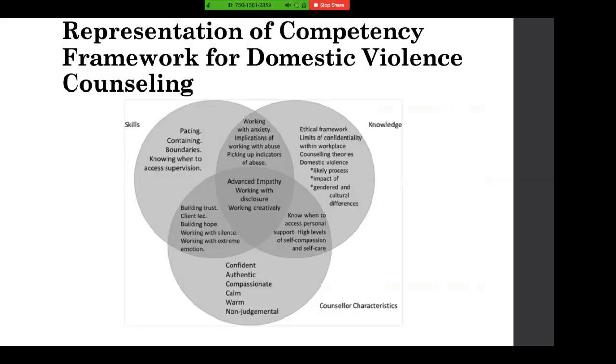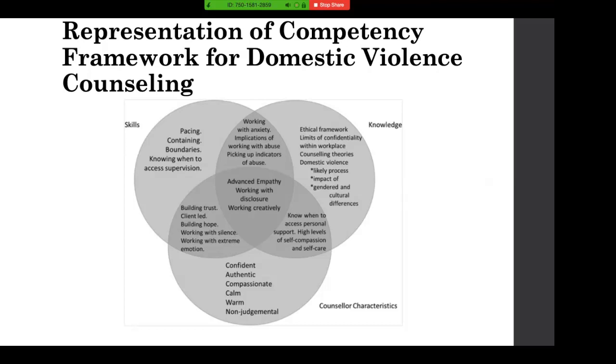So this chart is a representation of a framework for domestic violence counseling. These frameworks work together based on skills, knowledge, and characteristics while counseling clients. Each of these frameworks is important because they set the tone for the session with their client, and they correspond with how we counsel our clients.